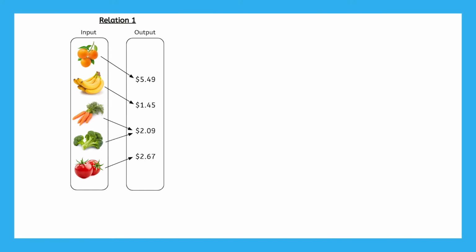Here's the first relation from the grocery checkout activity. This relation is a function, as each input corresponds to exactly one output. Having different inputs share the same output is totally fine because different grocery items, like the carrots and broccoli, are allowed to have the same price. It's entirely possible and probably quite common at the store.